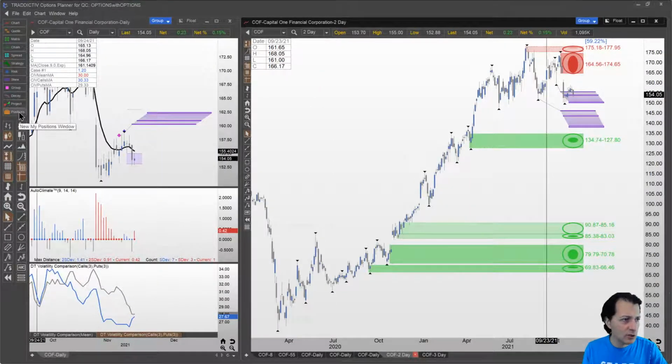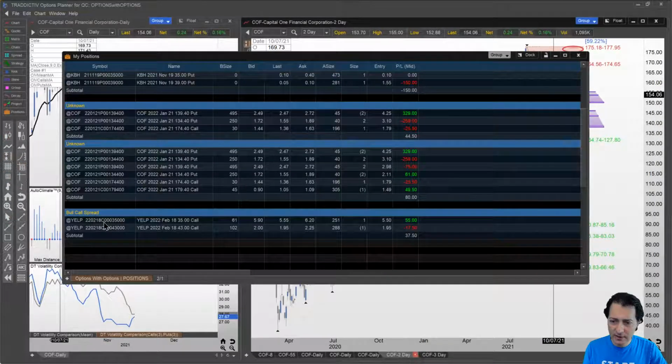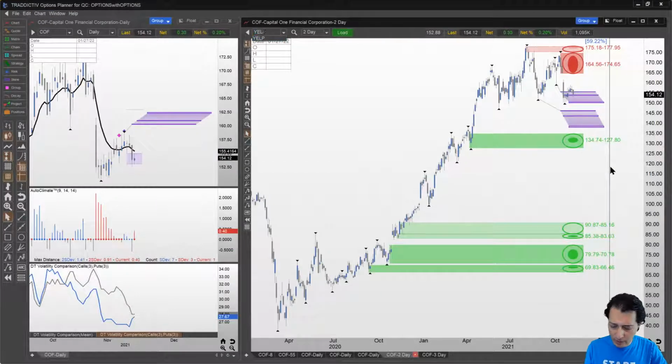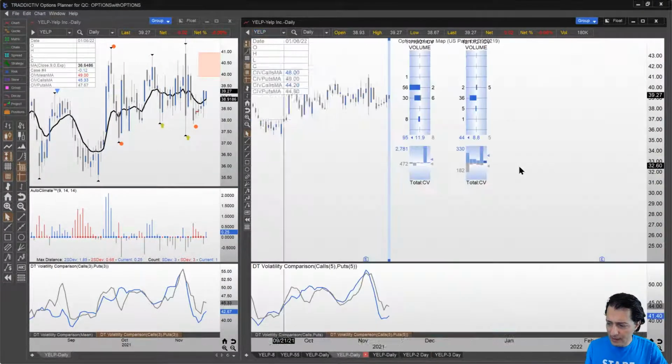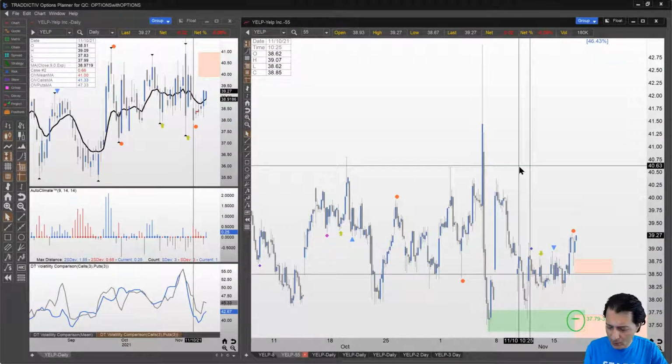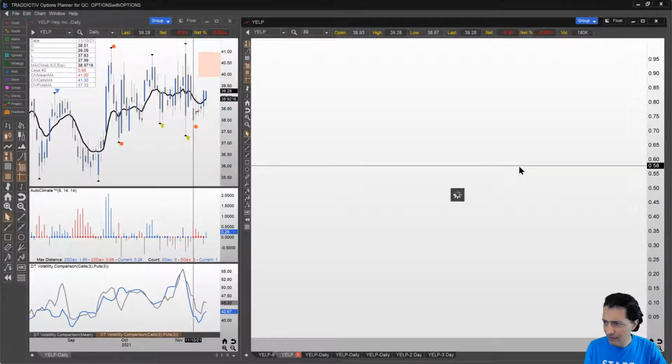Going back to the positions, the next trade I want to discuss is Yelp. And to be honest, the conversation we're about to have is very similar, because Yelp is a trade that we planned the other day, and I believe we planned it using the 89-minute time frame. I believe that was the plan.